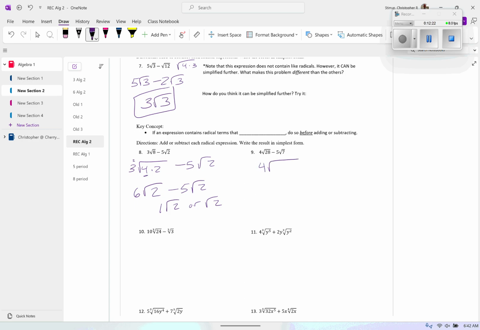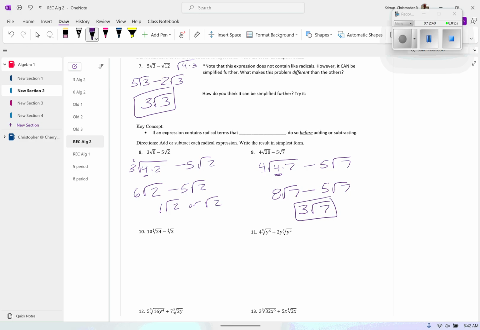28 is going to break down to 4 times 7. 4 is the biggest perfect square in there. So square root of 4 is 2. 2 times the outside 4 is 8, so I get 8 root 7 minus 5 root 7. 8 minus 5 is 3, square root 7.